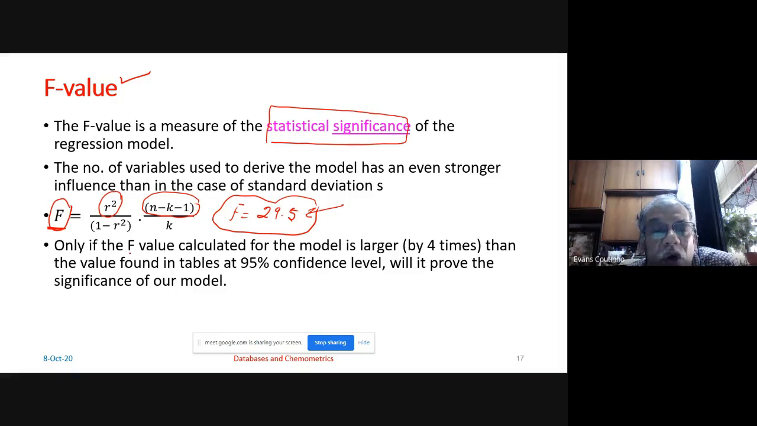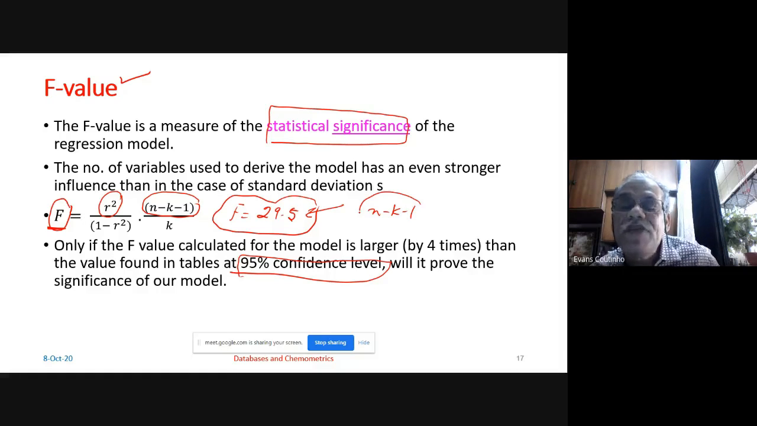Listen very carefully. I must go to the tables and look at the 95% confidence level, for n minus k minus 1 degrees of freedom for my data set. For example, if I'm modeling a data set of 30 molecules with 2 variables, then it is 30 minus 2 minus 1. K is basically the number of x's, that is x1 and x2. So my equation has x1 and x2, and k is the number of variables. So the degrees of freedom is 30 minus 2 minus 1, which is 27.